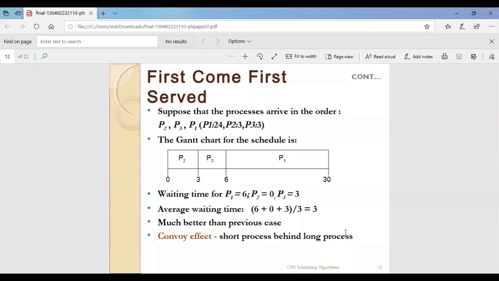We have to calculate the... Now this second example is there. Suppose the processes are in order P2, P3, and P1. So first come first served. Which process comes first? P2. Which came second? P3. And then came your P1.